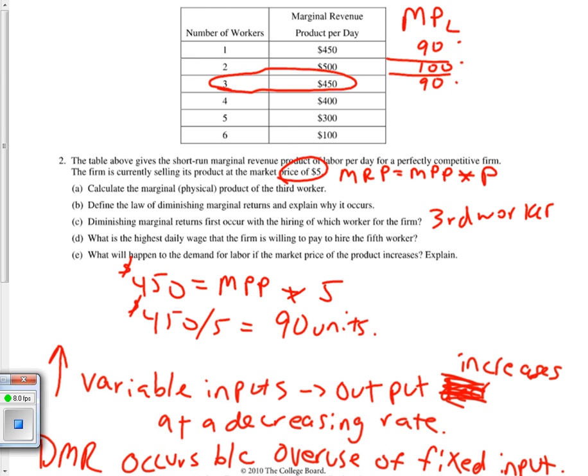D, what's the highest daily wage that the firm is willing to pay to hire the fifth worker? Well, you hire workers as long as MRP is equal to or greater than MRC, but we can still hire up to the point where MRP equals MRC. So if the MRP of the fifth worker is $300, the highest daily wage rate we'd be willing to pay is $300. That's the answer for part D, no explanation needed.